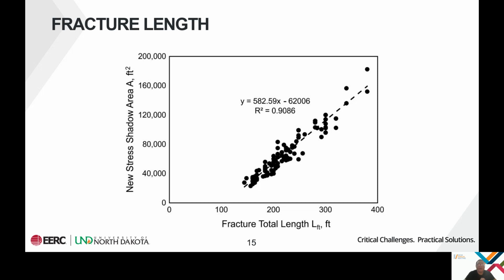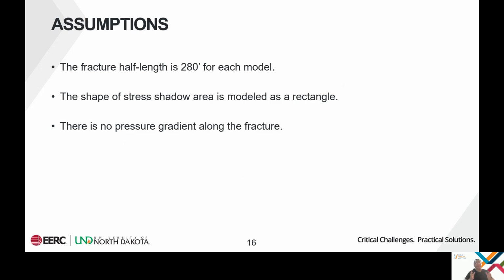So when you generate or propagate a longer fracture, it means you also generate a larger stress shadow area. What does it impact? That's what we're going to study next. After we come up with this result from the formation properties and also the fracture length, we made some assumptions. Because we want to investigate multiple parameters, we want to make sure that we only investigate one parameter at a time. That's why for the fracture half length, we kept it at 280 feet for each model, so we do not change it from one model to another.